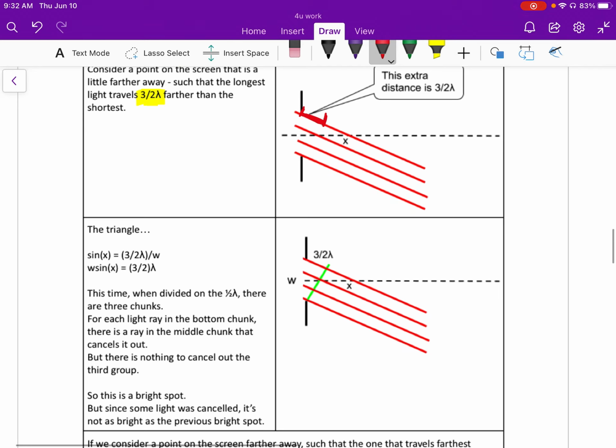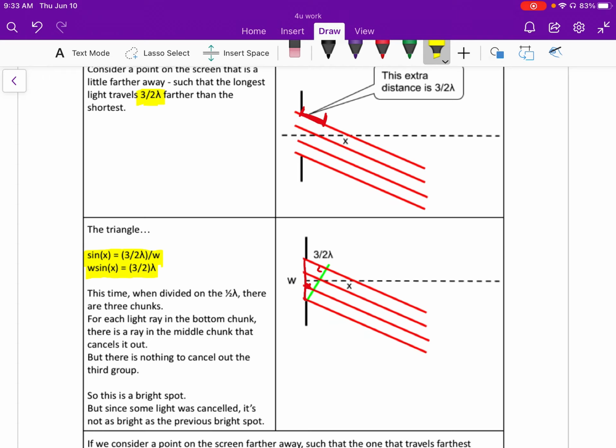We'll do a similar thing when I chop it into a right angle triangle. If I close this side, that side is W. There's a right angle up here. The same angle X fits into our diagram down here. We get the same sine relationship. Sine of X is the opposite over the hypotenuse, just this time the opposite is 1.5 wavelengths, over the W for the hypotenuse. If I flip things around, W sine X equals 1.5 lambdas.